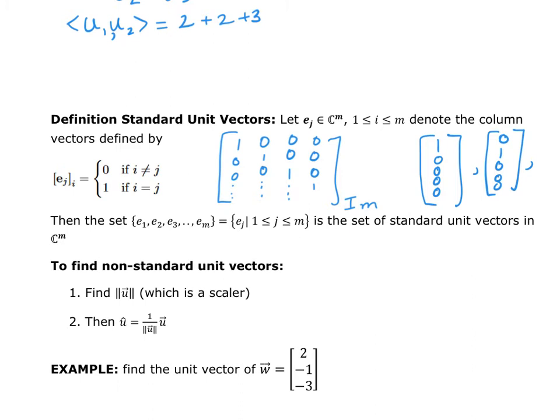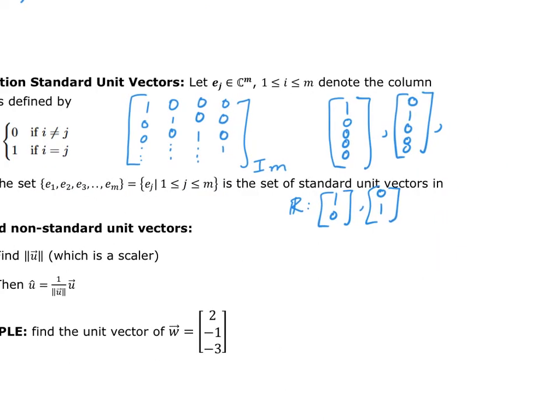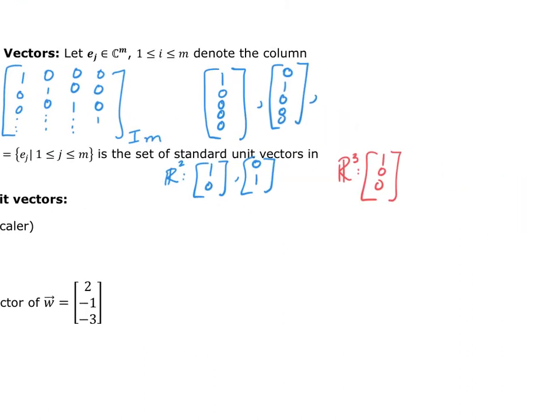If I want to find the standard unit vectors in R2, the two standard unit vectors would be a 1 and a 0, and then a 0 and a 1. And that should be R2. If I wanted the standard unit vectors in R3, then it would have been 1, 0, 0, 0, 1, 0, 0, 0, 1. So that's what it means to be a standard unit vector.